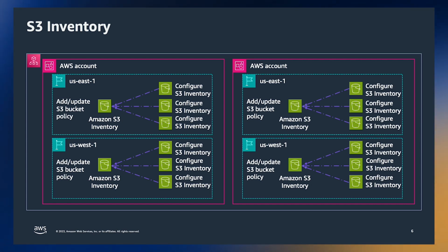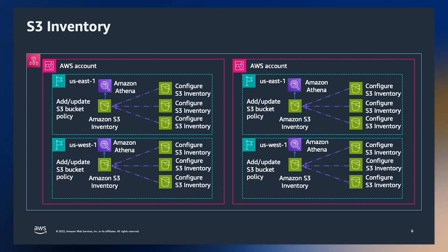This is correct. So let's assume you want to read these reports. You can configure Amazon Athena on each region across accounts, and you set the location of the table as this destination bucket. So you can query this data and do some analysis.